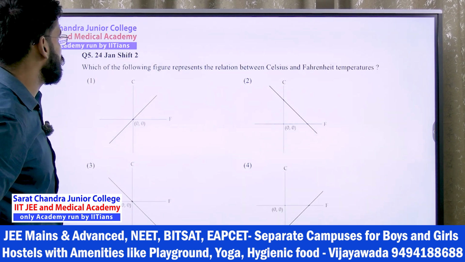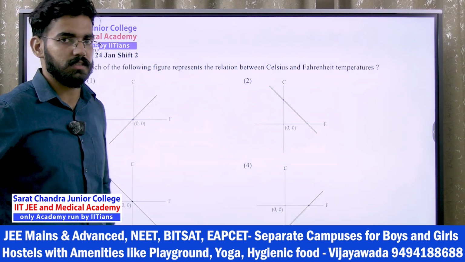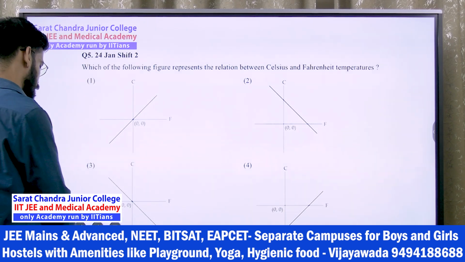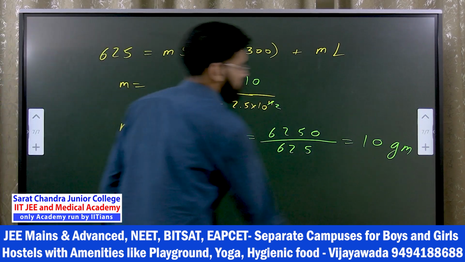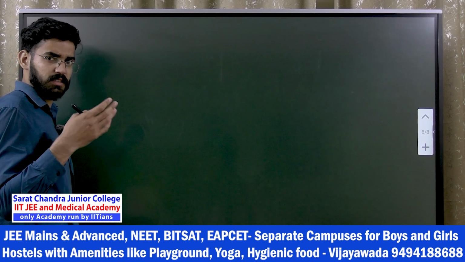Fifth: which of the following represents the relation between Celsius and Fahrenheit temperature? A 9th class student can answer this question. Okay, the Celsius and Fahrenheit relation. We have a derivation also, of how this Fahrenheit scale came.